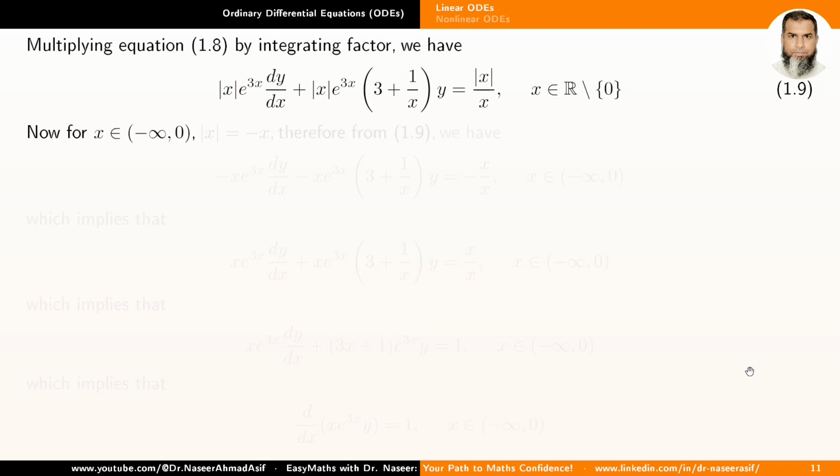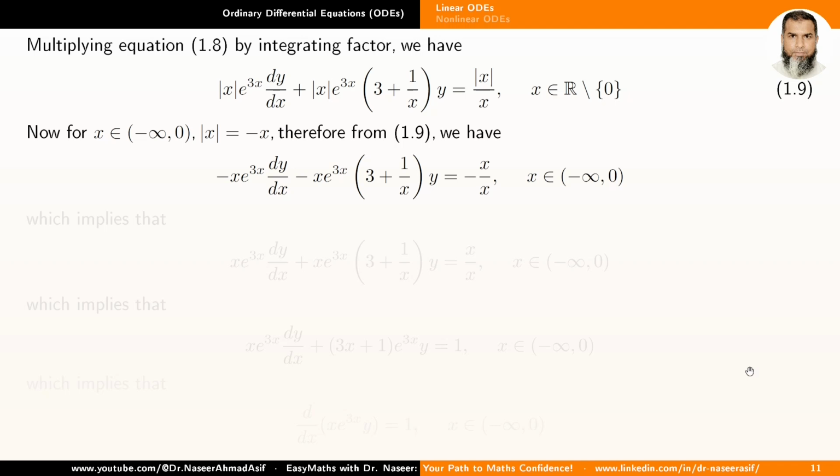Now for x belongs to the open interval minus infinity to 0, absolute x is equal to minus x. Therefore from equation 1.9 we have minus x exponential of 3x dy by dx minus x exponential of 3x into 3 plus 1 over x into y is equal to minus x over x where x belongs to the open interval minus infinity to 0. So we have x exponential of 3x dy by dx plus x exponential of 3x into 3 plus 1 over x into y is equal to x over x where x belongs to the open interval minus infinity to 0.